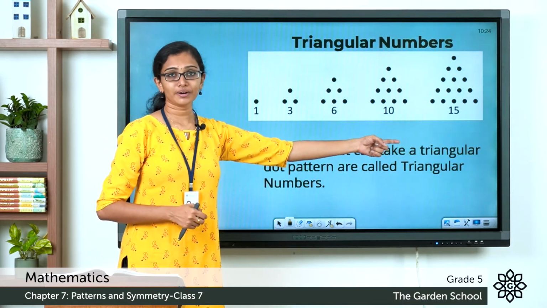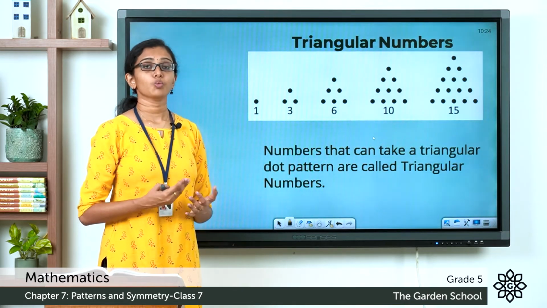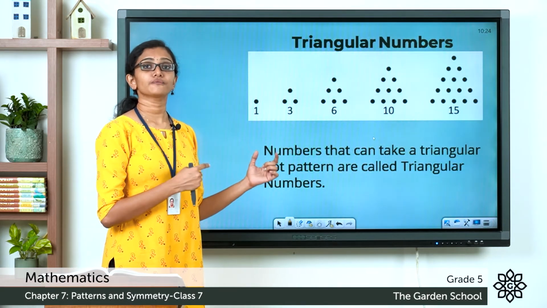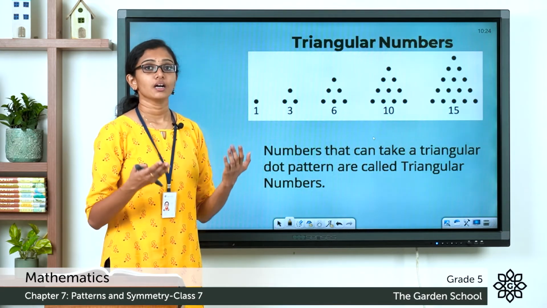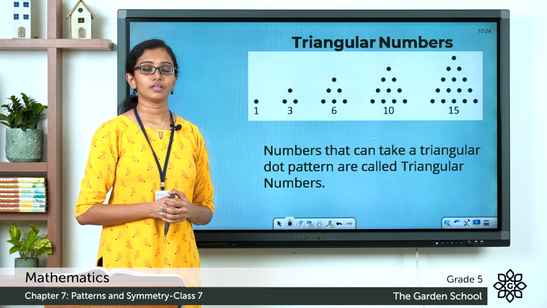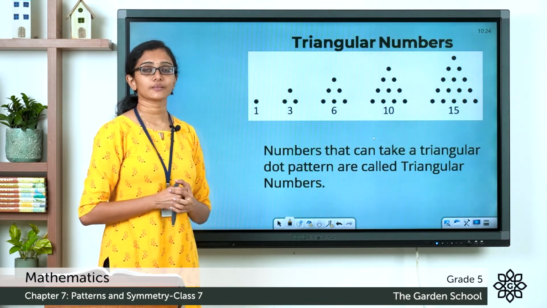The fifth number is the sum of the first five counting numbers. So can you say what would be the 15th triangular number? It would be the sum of the first 15 counting numbers. What would be the 29th triangular number? It would be the sum of the first 29 counting numbers. So that is the pattern when you have a triangular number series.